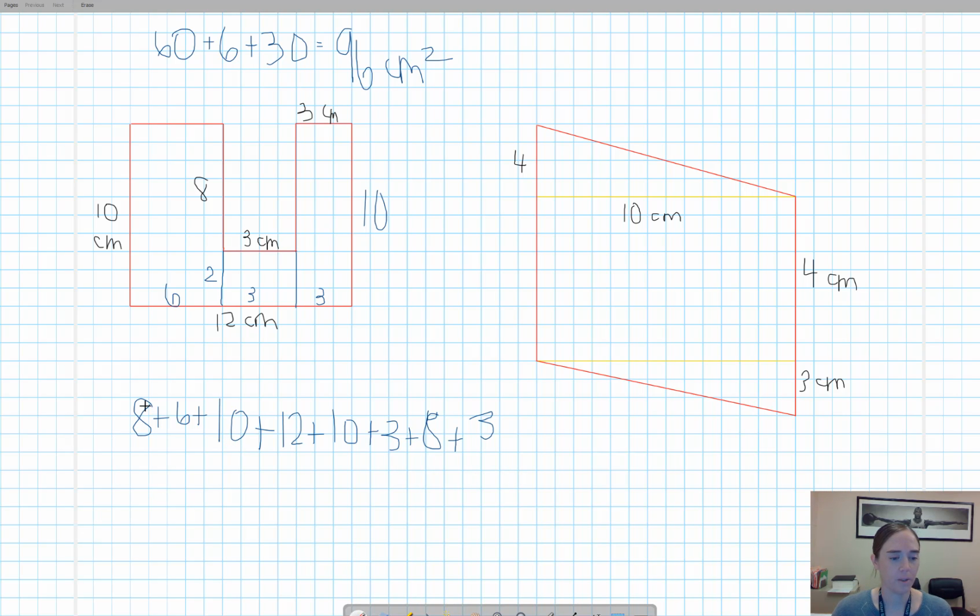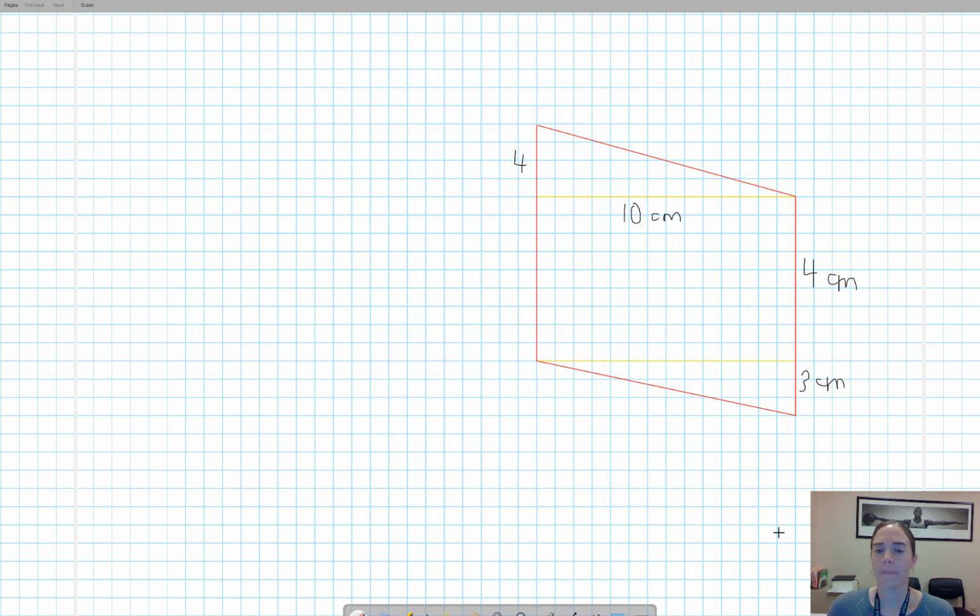So you add all that up: 8 plus 6 is 14, plus 10 is 24, plus 12 is 36, plus 10 is 46, plus 3 is 49, plus 8 is 57, plus 3 is 60. So your perimeter would be 60 centimeters. Not squared. Perimeter is not squared. Area is squared. Perimeter is not. Okay, so that's all there is to it.